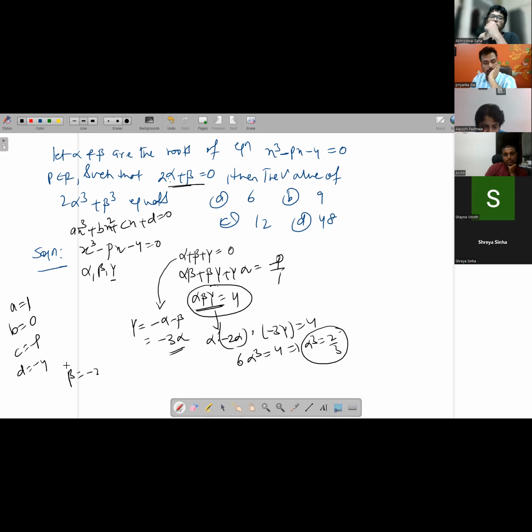And we know that beta is minus 2 alpha. Just cube it. Beta cube is minus 8 into alpha cube. Sorry, it's minus 3 alpha, not gamma. Okay, fine. So we got beta cube as well. So put both the values over here. 2 into alpha cube we got 2 by 3. And beta cube we got minus 16 by 3.